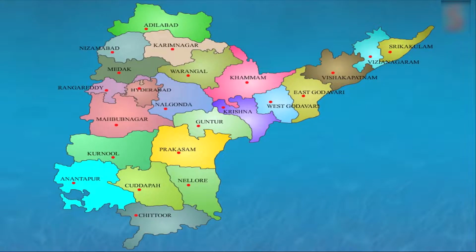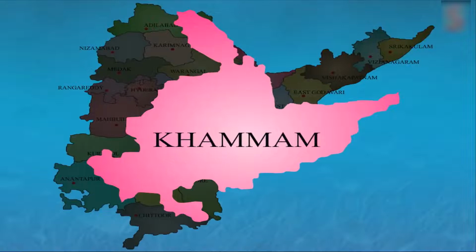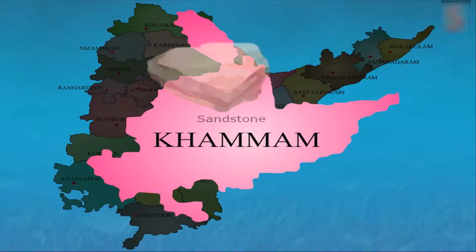Before we proceed further about the groundwater, let's have a look at the different kinds of rocks. The rocks that have minute holes like pores or cracks and which can hold water are called pervious rocks. The districts like Khammam in Andhra Pradesh consist of such rocks called sandstones.